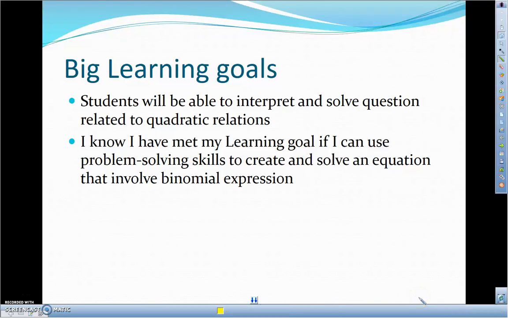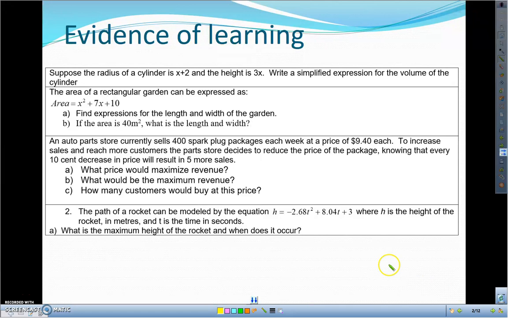Alright, welcome back. This lesson we're going to be looking at common factoring, our third lesson of this unit, and ultimately our goal is to get towards interpreting and solving questions related to quadratic relations. And I know I've met my learning goals if I can use this problem solving to create and solve equations that involve binomial expressions. And at this stage, here's evidence of your learning.